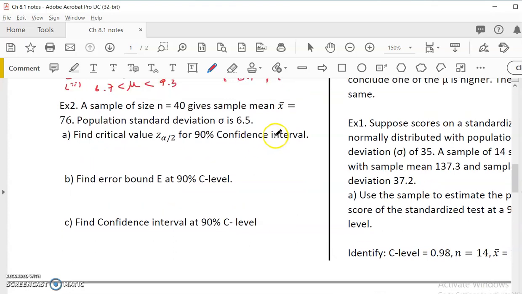Example 2: you actually have to apply the formula. So you have a sample size of 40. That means there are 40 data points. And someone has calculated the sample mean as 76, so x bar is 76. The population standard deviation sigma is 6.5. Find z alpha over 2, that critical value, for a 90% confidence interval. You want to calculate this so you can find E, right?